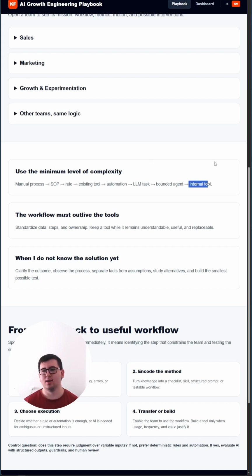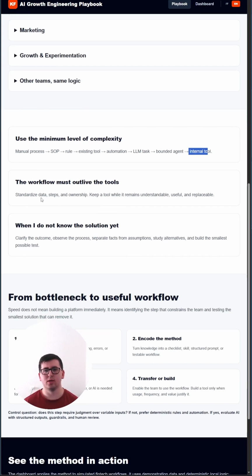And something really important that no one is talking about in this role is that the workflow must outlive the tools. What does that mean? As an AI growth engineer, you need to build workflows that are not tied to the tools that you're using. I see a lot of people building only n8n automations without building anything else, not a single workflow, not a single skill, not a single internal tool. You don't need to be so attached to the tool, and you need to experiment with new tools.